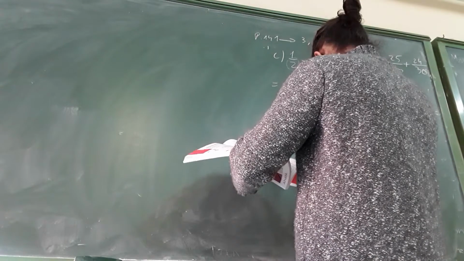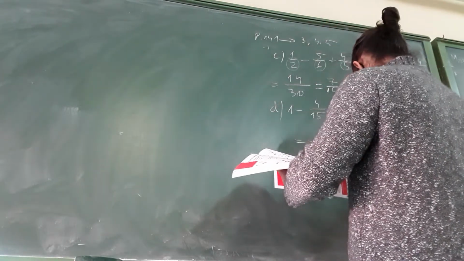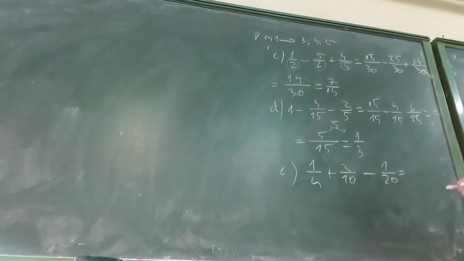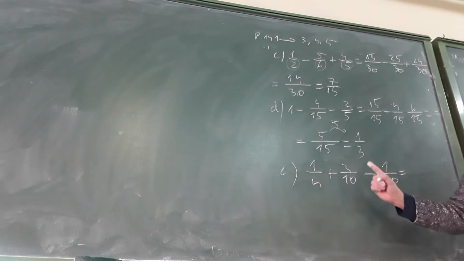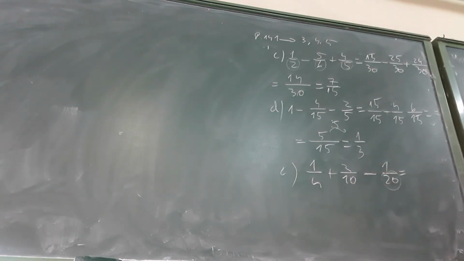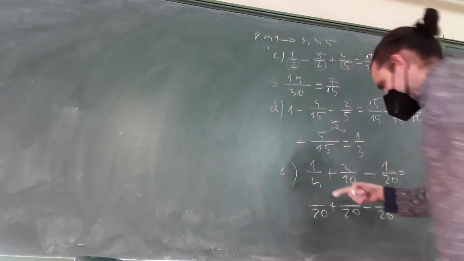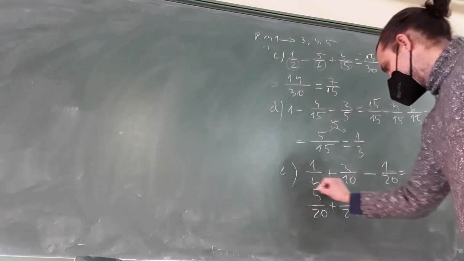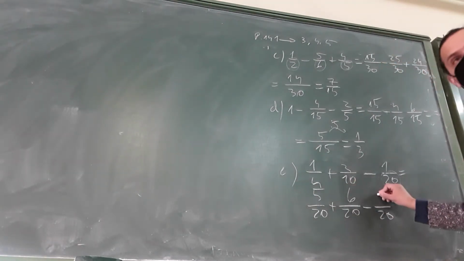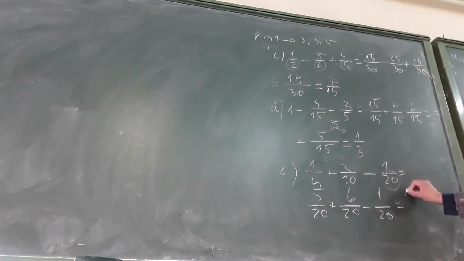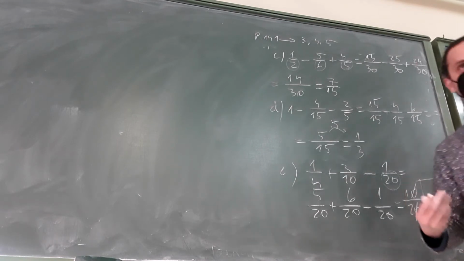And 1/4 plus 3/10 minus 1 over 20. Fauzi, what is the lowest common multiple? 20 can be divided by 4 and can be divided by 10. Then the lowest common multiple is 20. Let me write 20 here. The first one is going to be 5, 6, and 1. And the result? 10 over 20. And if you simplify, yes, you can divide by 10 in this case. And then you have 1/2.